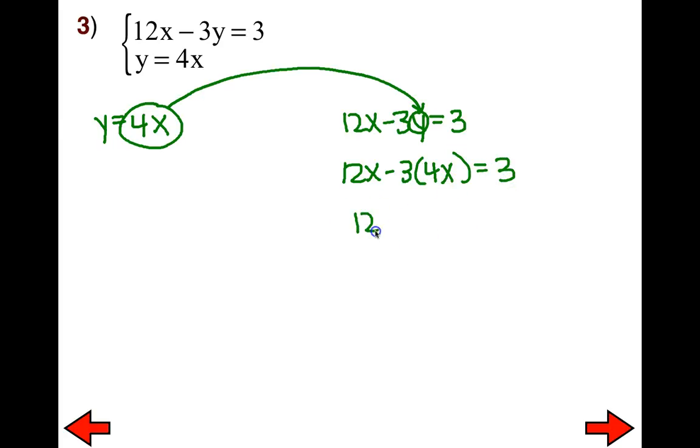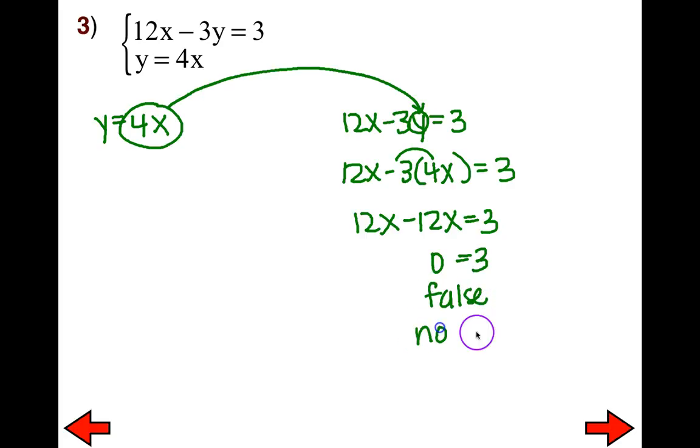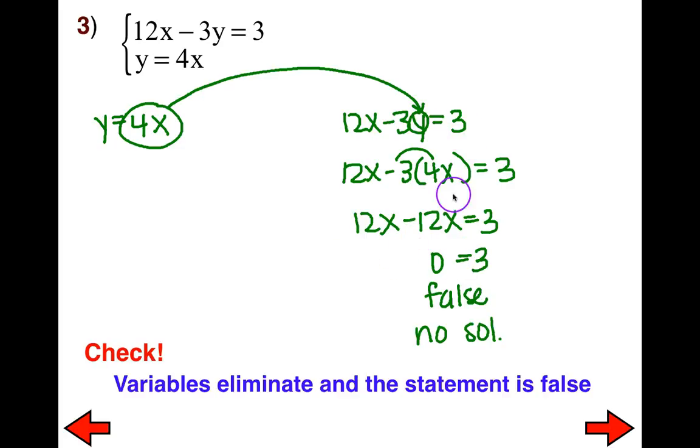So here we have 12x. Negative 3 times 4x is a negative 12x. Negative 12x minus 12x is 0. So here, because it's a false statement, I'm going to go ahead and say that the answer is no solution. But again, you need to check your work. How am I going to check my work? Well, number one, I need to illustrate where the variables were eliminated. I would say, hey, look, the variables were eliminated right here. 12x minus 12x is gone.